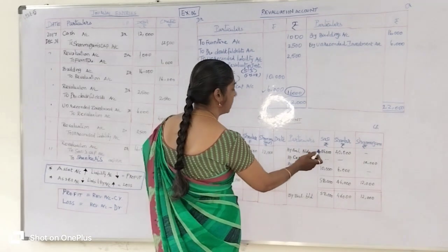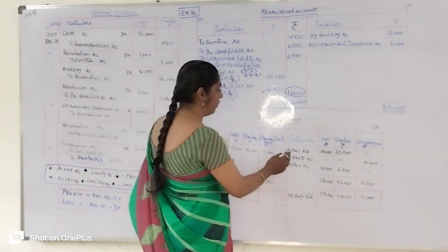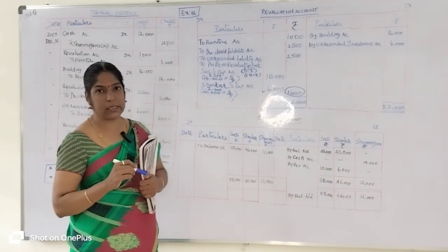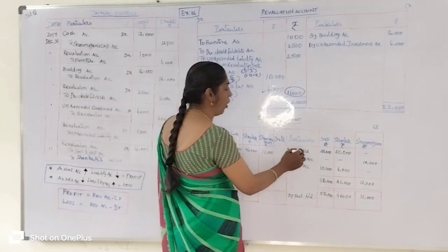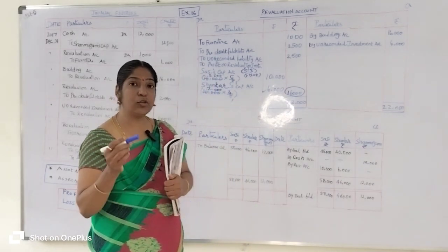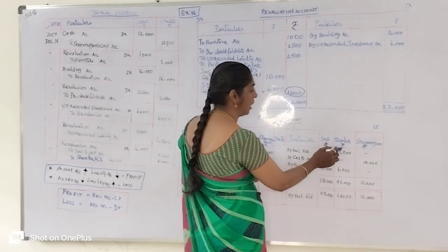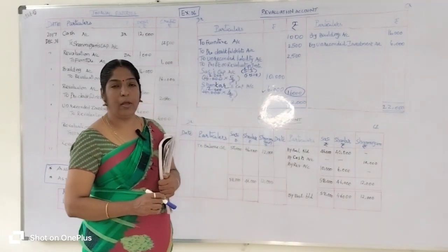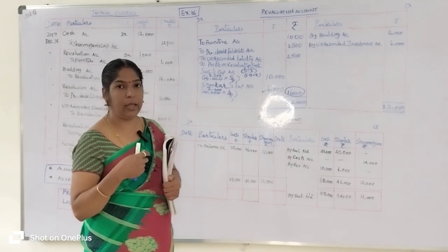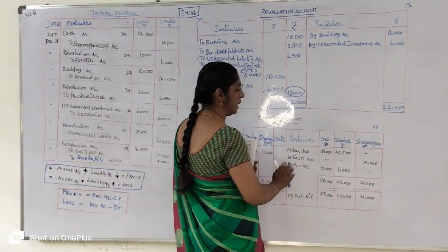Against this, we are going to write by balance b/d. What does by balance b/d tell us? It means the opening balance. B/d means opening balance. Okay, when they started business, Sasi brought 48,000 capital and Shankar brought 40,000 capital. With the investment of the capital only, they started business. Okay, so that opening balance you are going to write on the credit side.